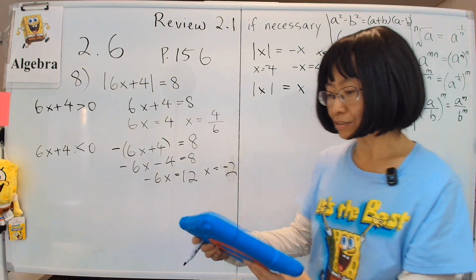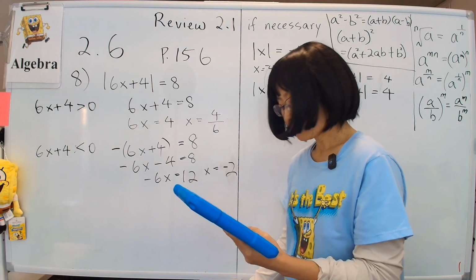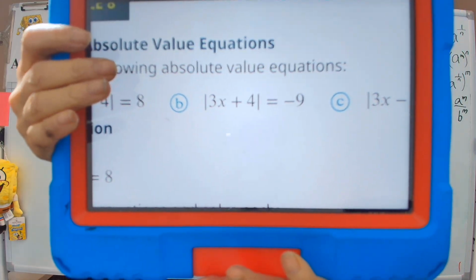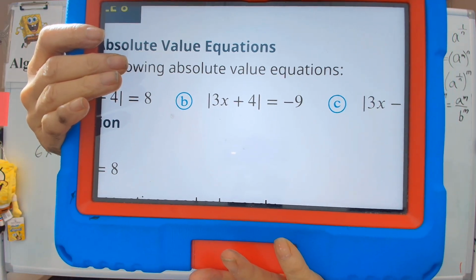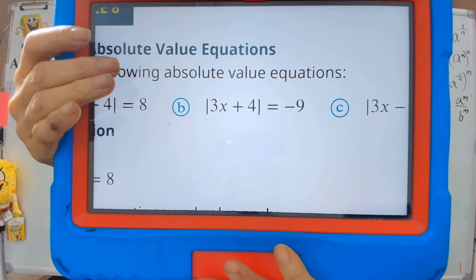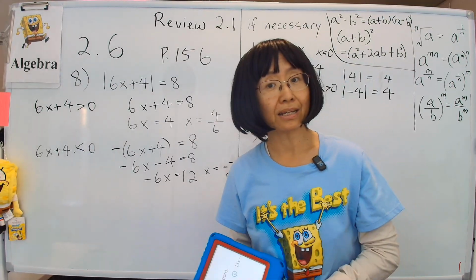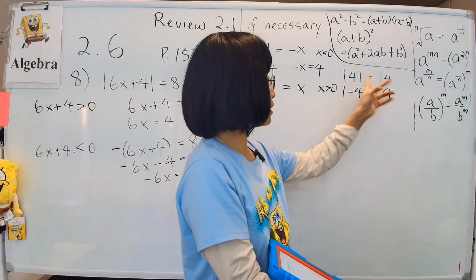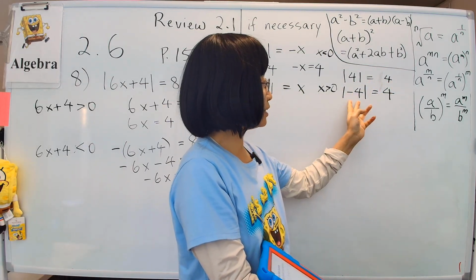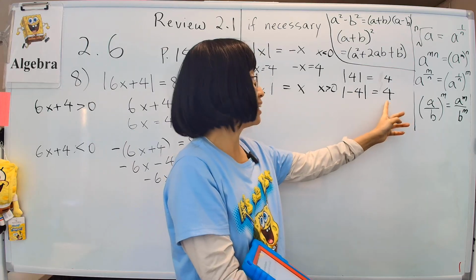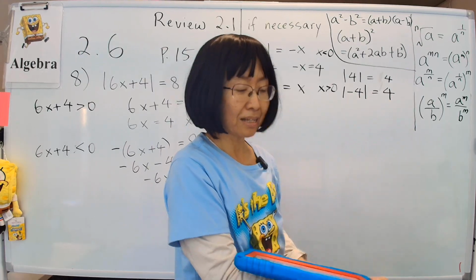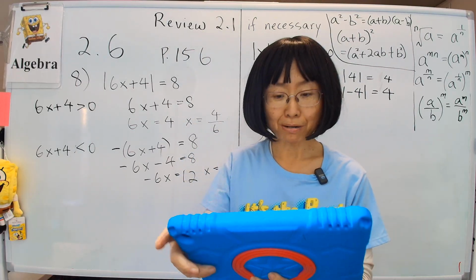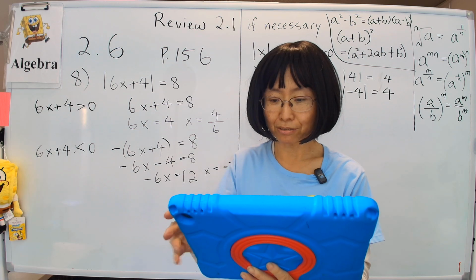Next, let's look at part B. It says the absolute value of this thing equals negative 9. When you look at that, you immediately know there's no way an absolute value is going to be a negative number, because absolute value is defined to be always positive. The absolute value of a positive number is itself. The absolute value of a negative number is throwing away its negative sign. So there is no way the absolute value of anything is going to be negative 9. There is no solution to that problem, and that's the answer: no solution, period.